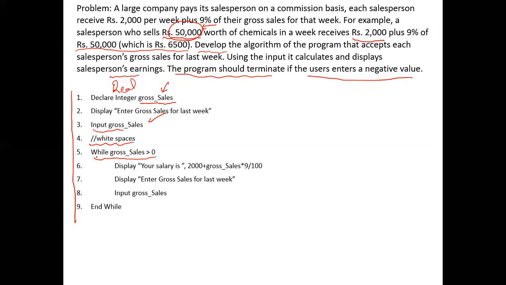So we are saying that we want to stay in this while loop as long as the sales amount being entered here is greater than 0. Imagine that the first input the user enters is a negative number. What do you think is going to happen? If the first number is negative, then we will not enter the while loop, and we will straight away jump to statement number 9, and that will be the end. But if the user enters a positive integer, then we will come into this while loop.